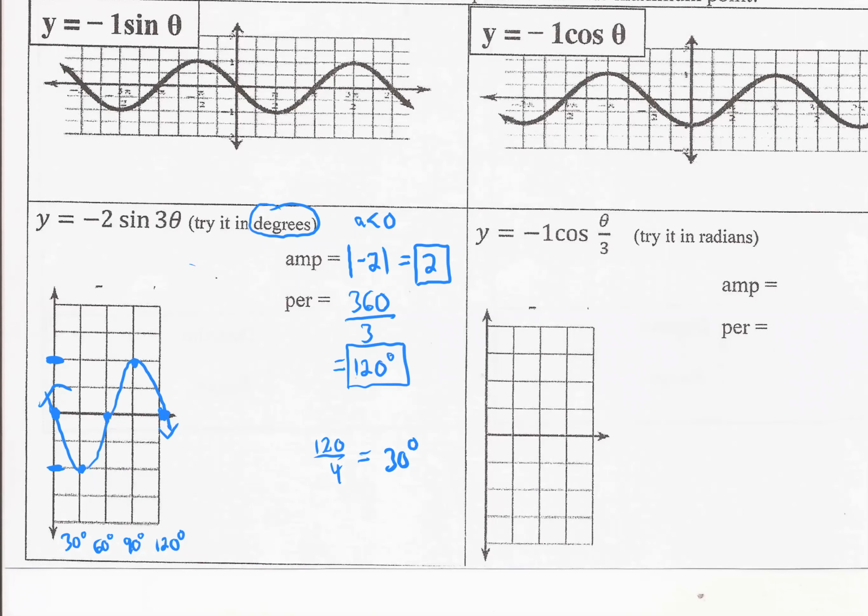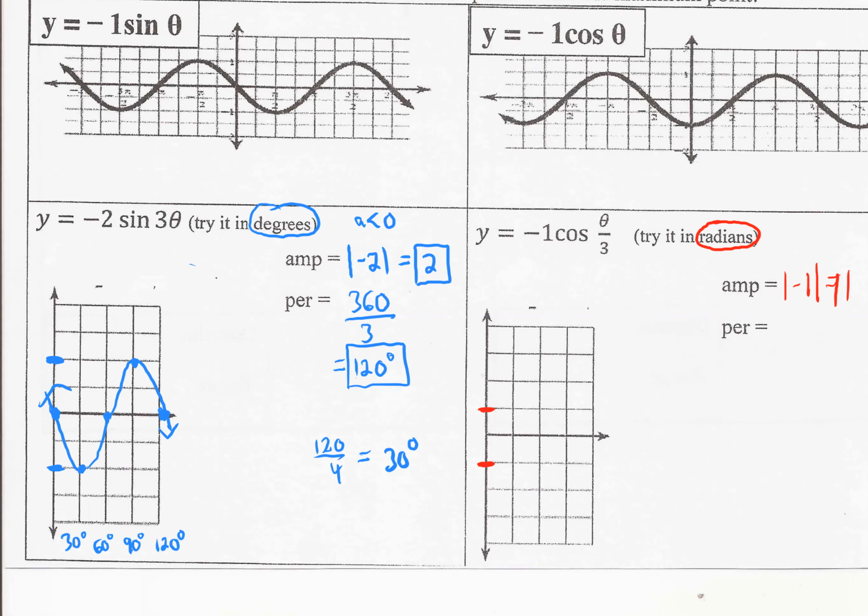Okay, for this next one, it's going to be in radians now. That's going to affect my period. It won't affect my amplitude. So it's the absolute value of -1, which is 1. That means I'm going to go up 1 and down 1. If you want to change the scale, you could. I'll just leave it as by ones. So my amplitude is 1.